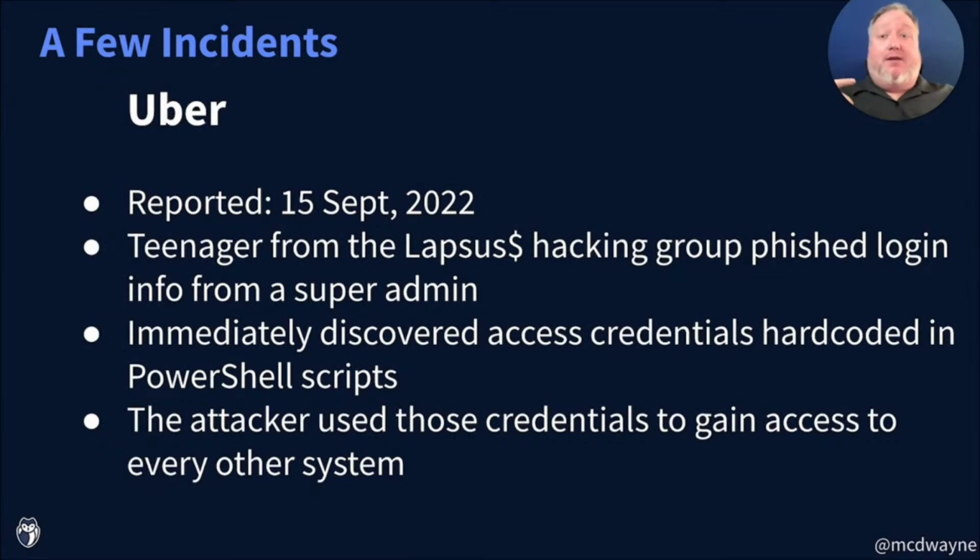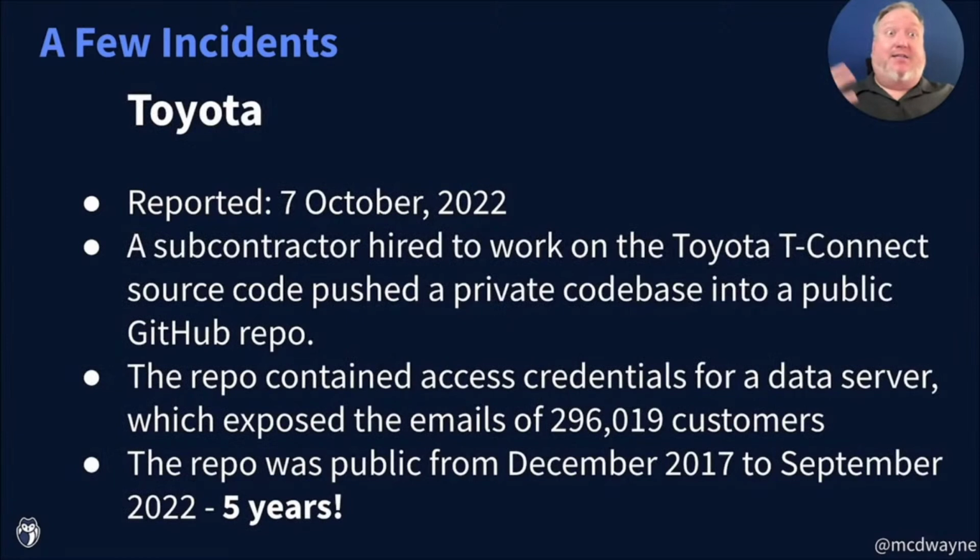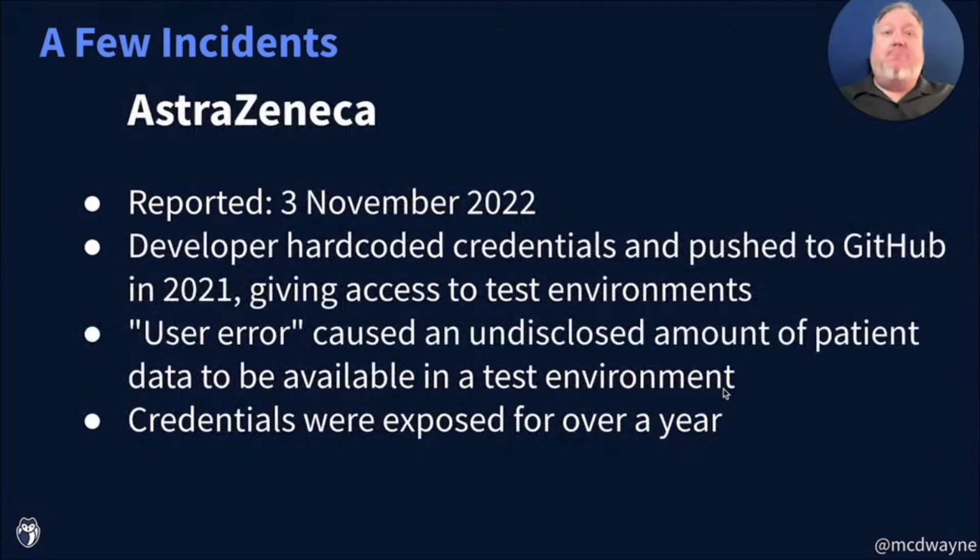Uber, a teenager got in through a phishing attempt, found PowerShell scripts that had hard-coded credentials, and then laterally moved through the system, pwning everything, even their Slack instance. Toyota had a subcontractor who accidentally pushed part of a repo publicly that contained a key to a data server that had 296,000 customers in it. It was public for 5 years before they figured it out.